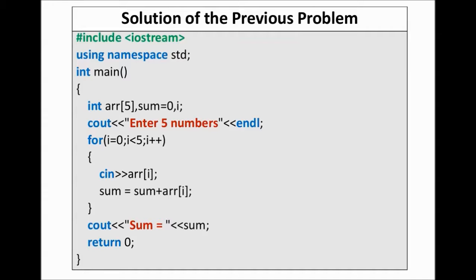Then we calculate the sum of these numbers. We write sum is equal to sum plus array i. Sum is initially 0 and it updates after each iteration of the for loop, and it sums up with array i, the number we entered at the index point of the array. Then when this for loop closes, we use the cout object to display the sum on the screen. We write cout sum, then return 0.